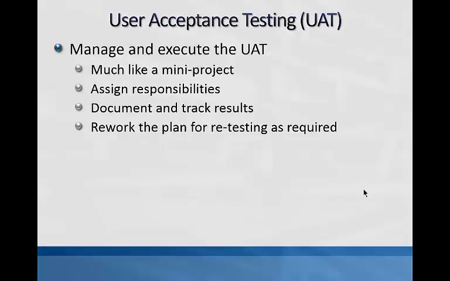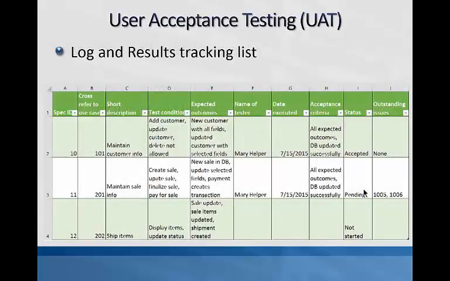And finally, here is an example of a user acceptance test log. In this case, we have taken the list of test cases that was built earlier and expanded it to include test results. Since one test case may require many tests, this example includes both more columns and more rows than the list of test cases we saw earlier.